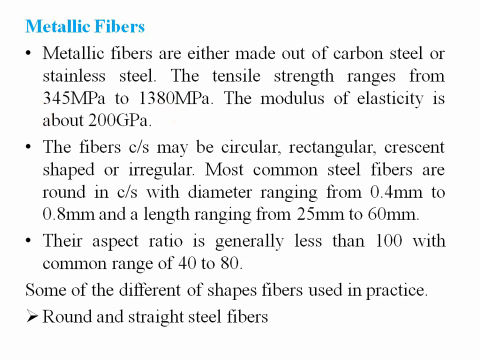The fiber cross section may be circular, rectangular, crescent shaped or irregular shaped. The most common steel fibers are round in cross section with diameter ranging from 0.4 mm to 0.8 mm, and the length is ranging from 25 mm to 60 mm.